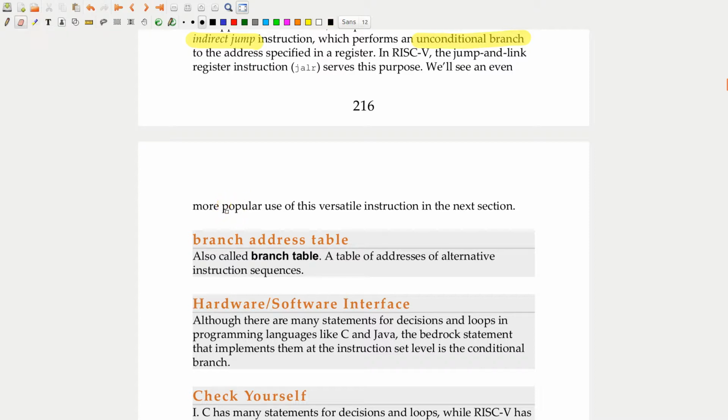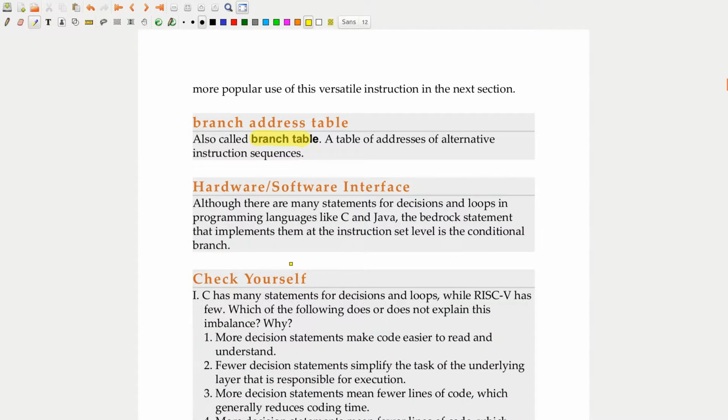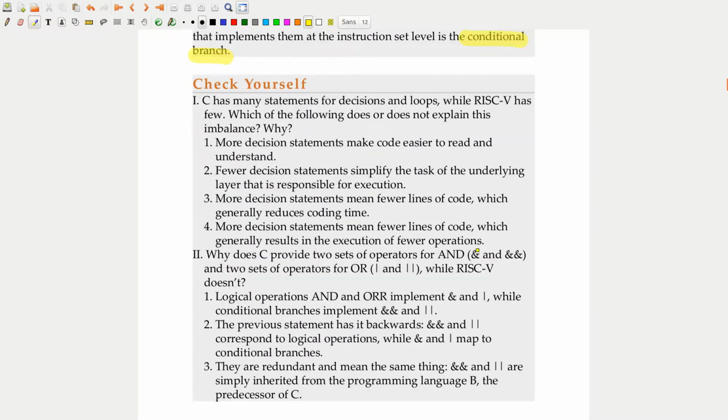This table of addresses that we use in order to jump around is called a branch table, like we said. Although there are many statements for decisions and loops in programming languages, the bedrock statement that implements them is just the conditional branch. Whenever you write a program, it's important to remember that all of these things will, at some layer, get broken down to just be branches. Okay, and we can skip over these.